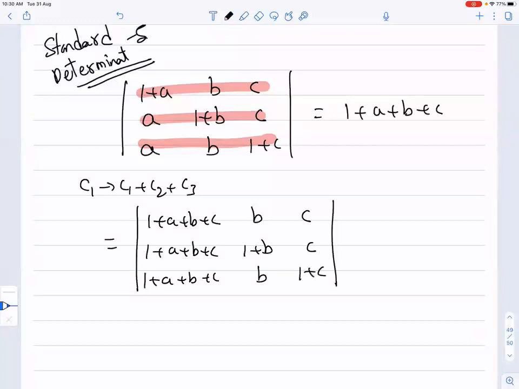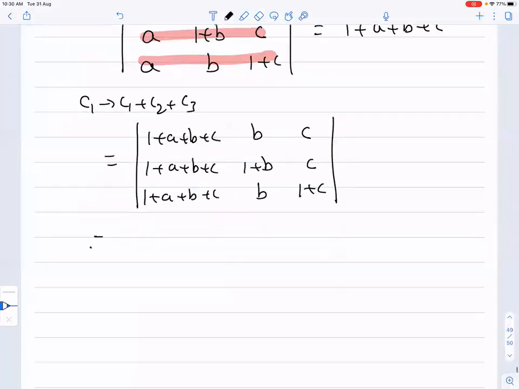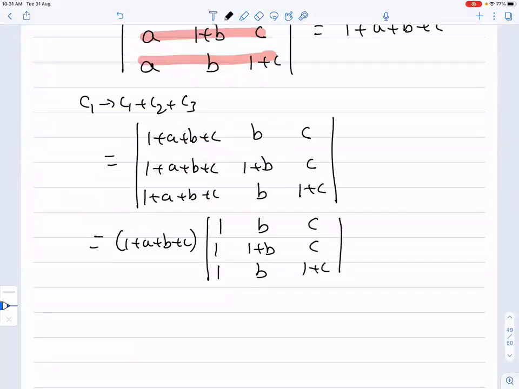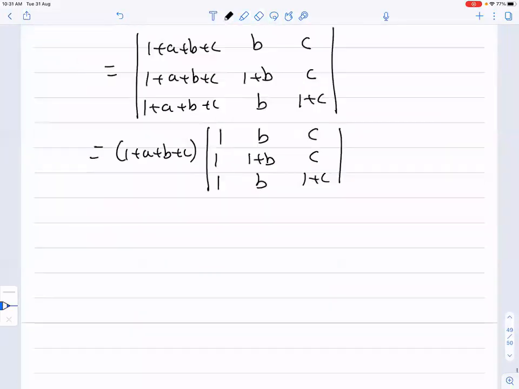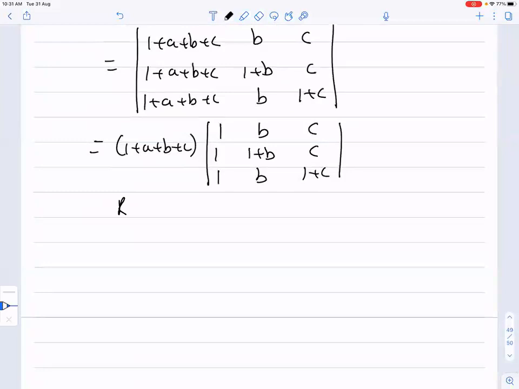Now from this I can take 1 plus A plus B plus C out. Once I take that out, I'm going to get 1, B, C; 1, 1 plus B, C; 1, B, 1 plus C. And what is our default step here? 3 ones are there, make 2 of them 0. Correct? Now, R2 goes to R2 minus R1, R3 goes to R3 minus R1.